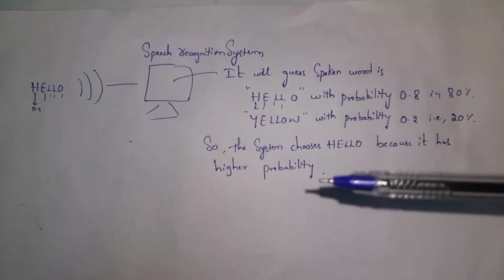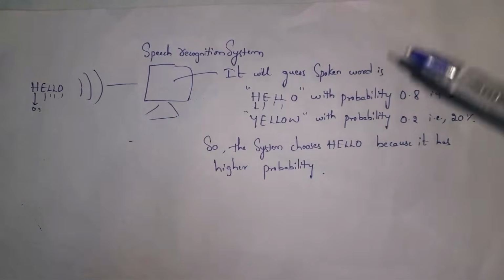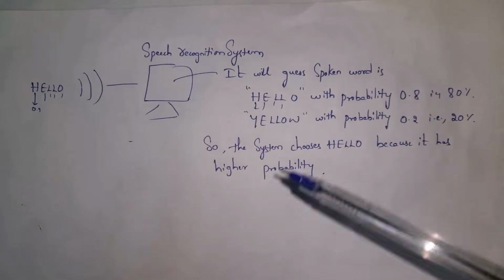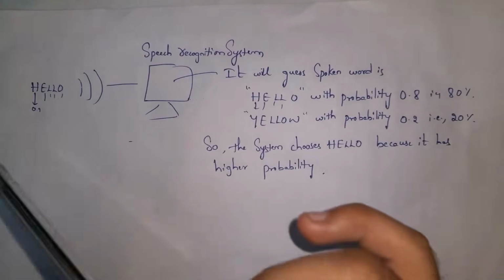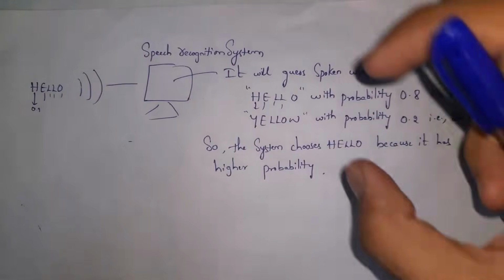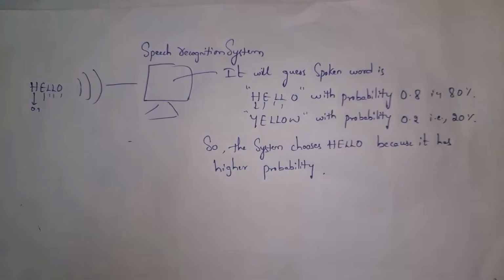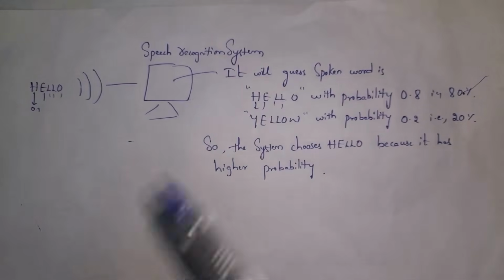As for example, there are so many other similar words. So all these words are compared with my speech. For example, there is the word yellow which is present in my model. Here the probability match is only 20%. So among all the words in the model, only the word which has the highest probability is selected. And this probability is 80%, so this is selected. Based on that, the system will recognize that the person spoke the word hello.